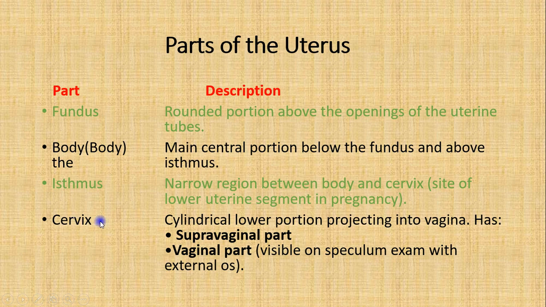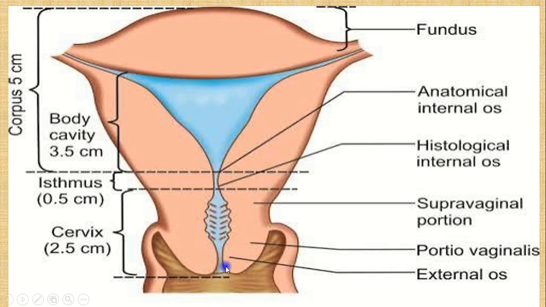So let's look at the cervix, which is the cylindrical lower portion projecting into the vagina. It has a supravaginal part and the vaginal part. The supravaginal part is the part that is above the vagina, while the vaginal part is the part in contact with the vagina. It's usually visible on speculum exam with the external opening of the cervix. So you can see it here. This is the cervix. This is the part that is in contact with the vagina and can be seen on speculum examination, and this is the supravaginal part, the part right here.